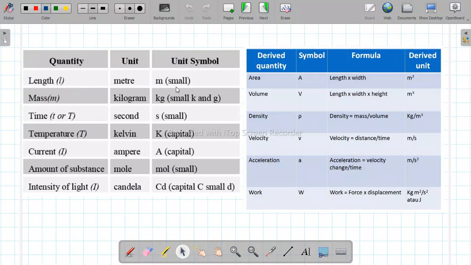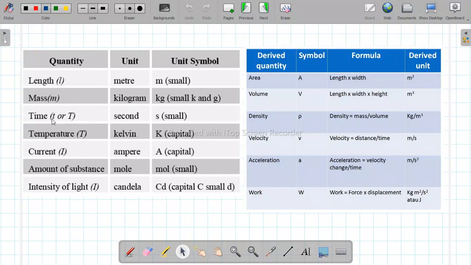Why do we mention small or capital? Because the symbols of the units and the symbols of physical quantities as well are case sensitive. Like if they say that you have to mention small m whenever you are to mention meter, it means that if you mention capital M anywhere, it is going to make a difference, right? Then we have mass as the base physical quantity. It is represented with small m, measured in kilograms, and the symbol for kilogram is kg.